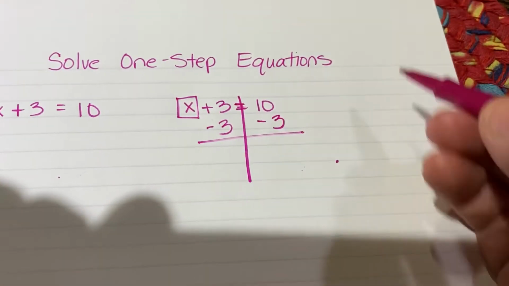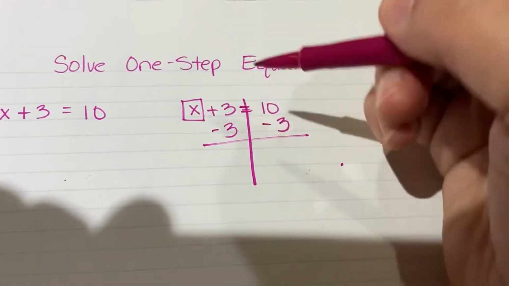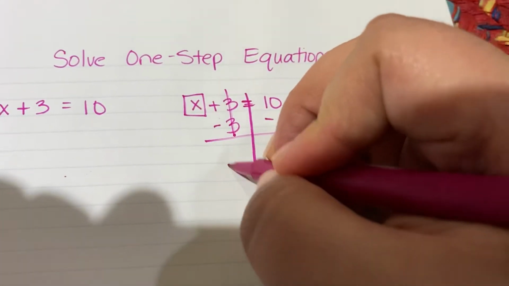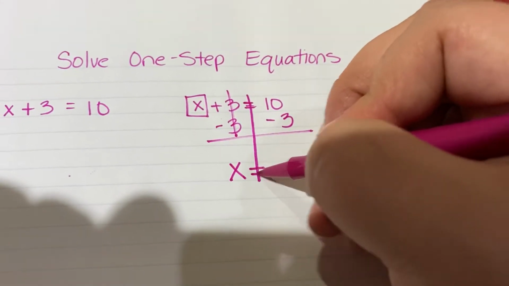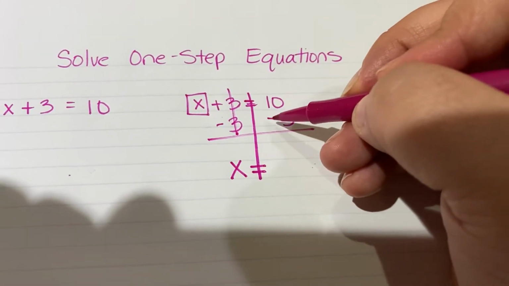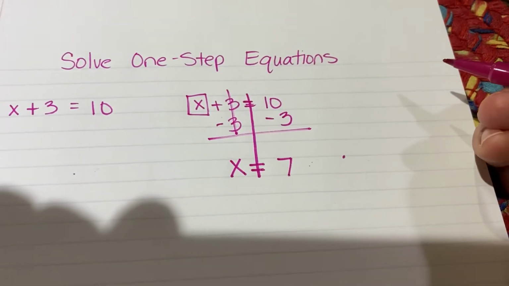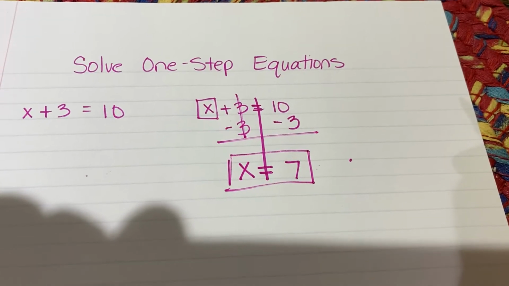We're going to draw a line so we can solve. 3 minus 3 gets me 0, so I can literally just cross those out. They're gone, leaving me with x. My equal sign comes down here, and then now we have 10 minus 3. So 10 minus 3 gets me 7. So my answer is x equals 7.